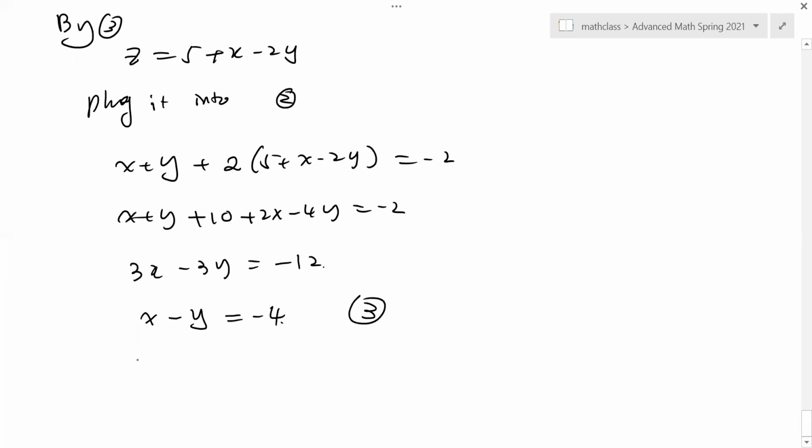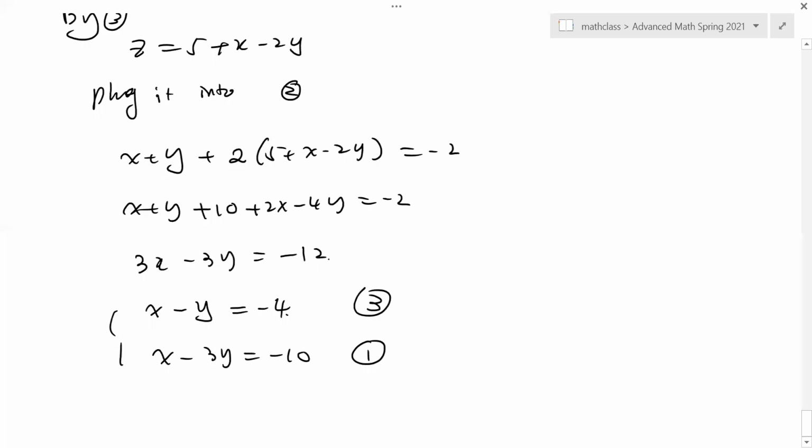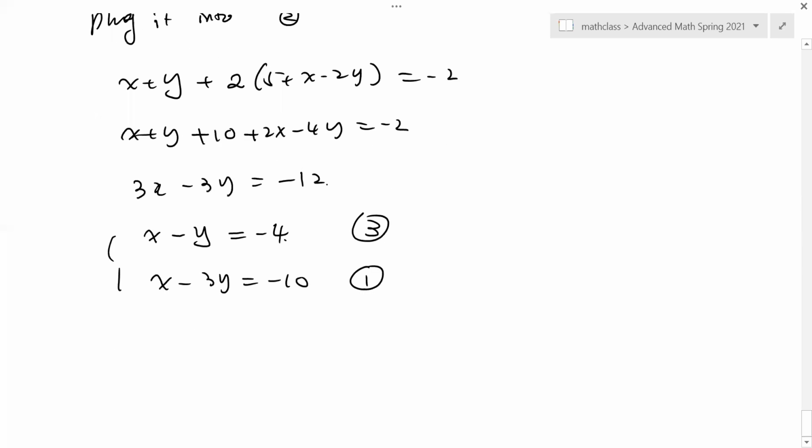Now we go back to equation one. Equation one is x minus 3y equals negative 10. So now you have equations in x and y. But you have to be careful. At any step, if you make any computation mistakes, you will not be able to get the right answer. So we eliminate the one variable z using the substitution method. Then you can solve it however you want, right?